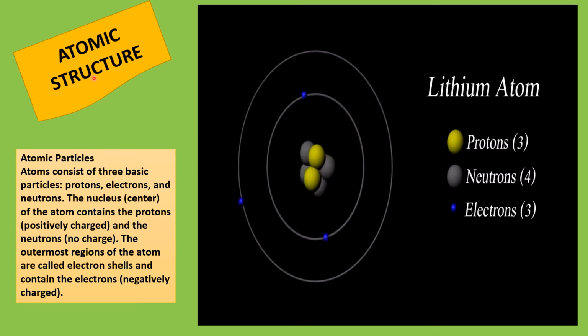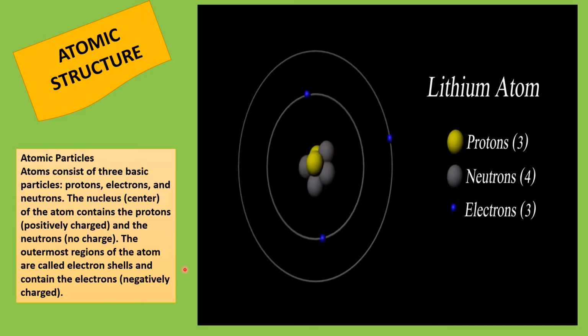Now second question is, what is atomic structure, or describe atomic structure with an example. So atomic particles or atoms consist of three basic particles: protons, electrons and neutrons. The nucleus at the center of the atom contains the protons positively charged and the neutrons neutral, that means no charge. The outermost regions of the atom are called electron shells or orbits and contain the electrons that is negatively charged.